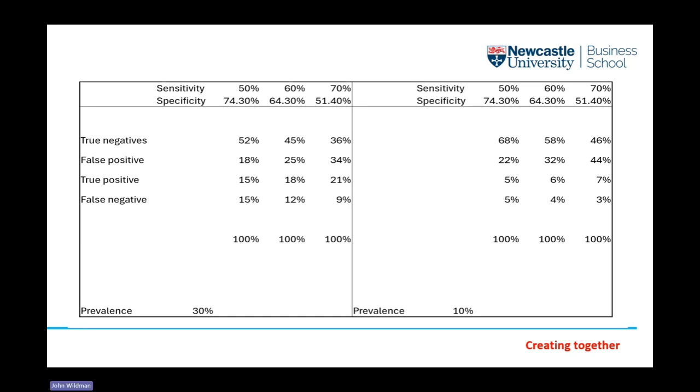So in our initial choice, when it was 60%, 64.3% sensitivity specificity, we had a false positive rate of 25%. So in a population of 100, 25 people were receiving treatment they did not need. When we increased the sensitivity and reduced the specificity, our false positive rate went up to 34%. So now 34 people are receiving treatment that they do not need.